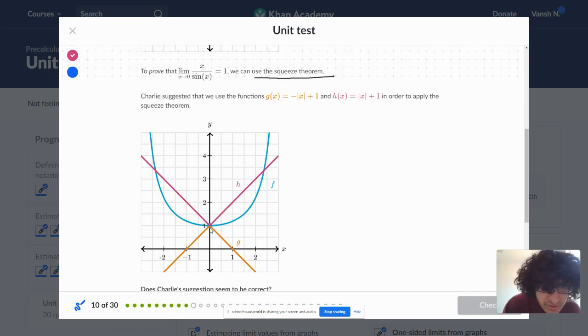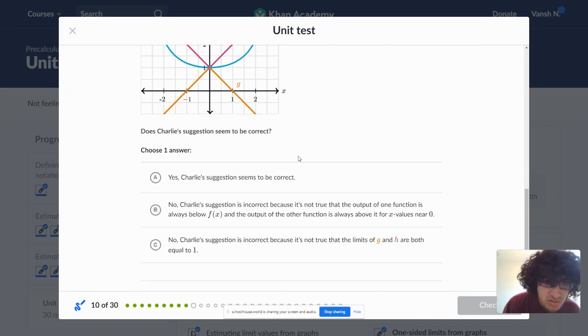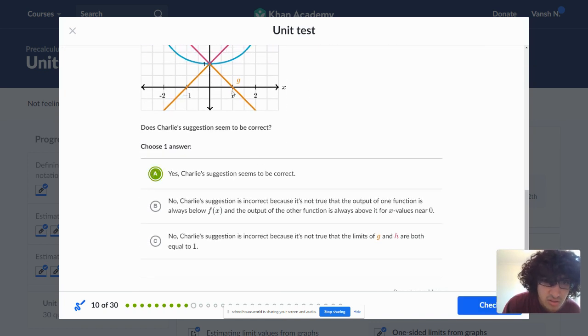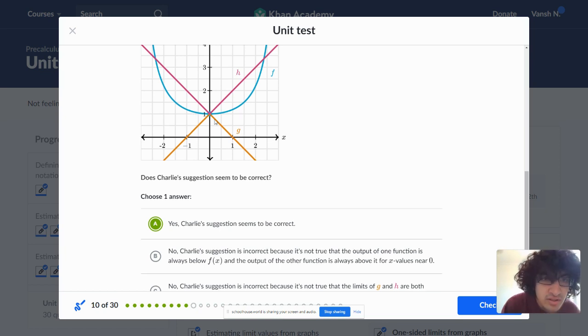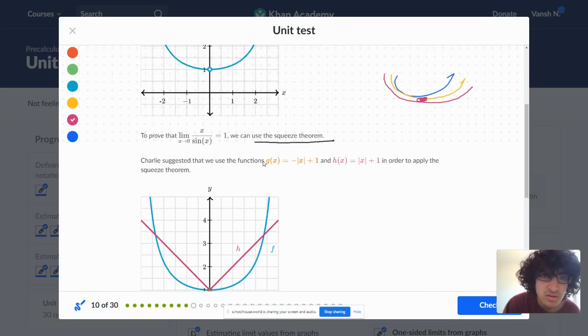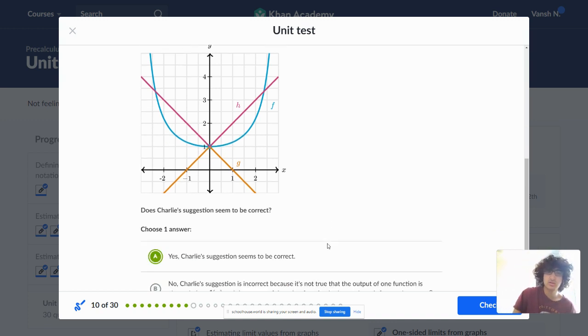Okay, it looks like that should be correct because this function is always above and this function is always below. Let's see. Yeah, one is always below and one is always above, and both are approaching 1. See, this color, purple, is always above our function. So h is always above f. G is always below, especially close to it.